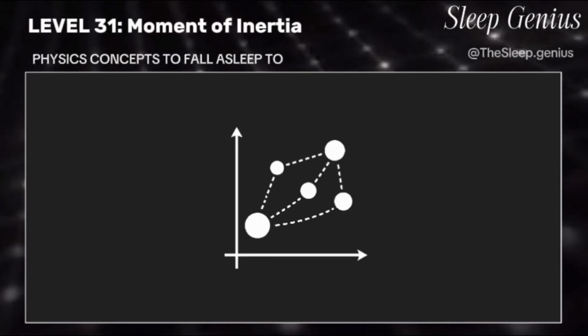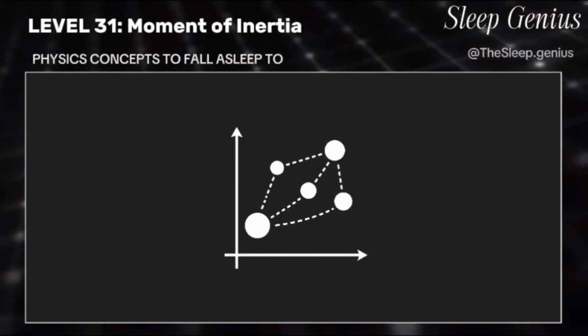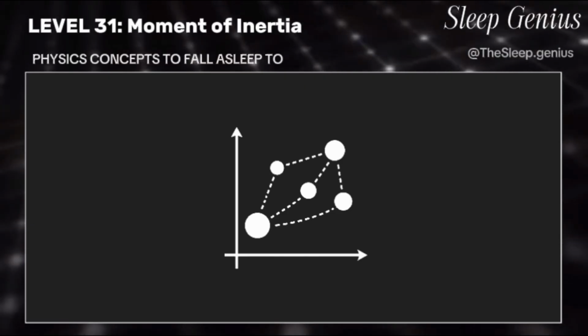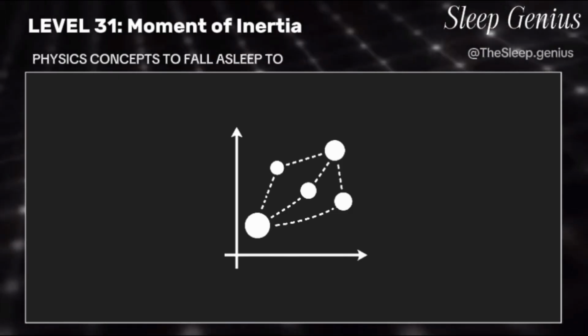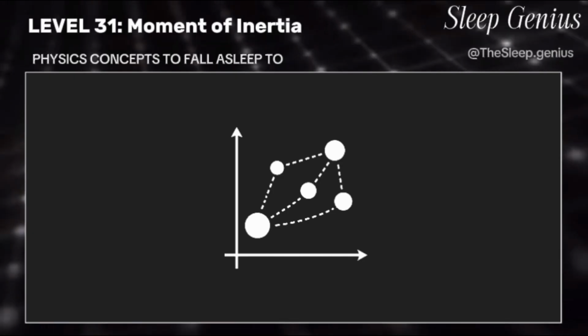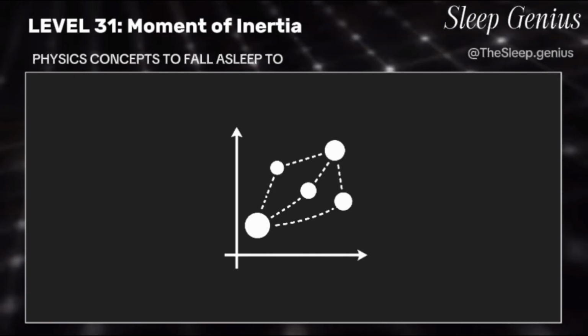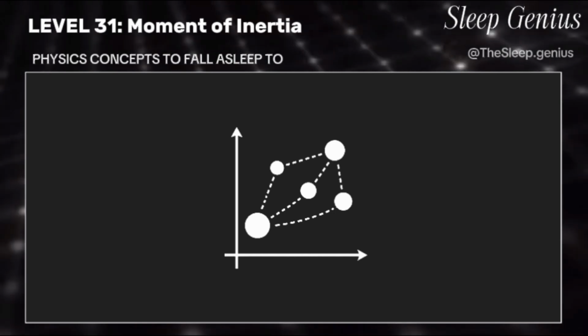Moment of inertia is the measure of an object's resistance to rotational motion. It depends on the distribution of mass around an axis. The farther the mass is from the axis, the harder it is to spin. Imagine a spinning door. The wider the door, the more effort needed to push it. It is influenced by the shape, mass, and axis of rotation.